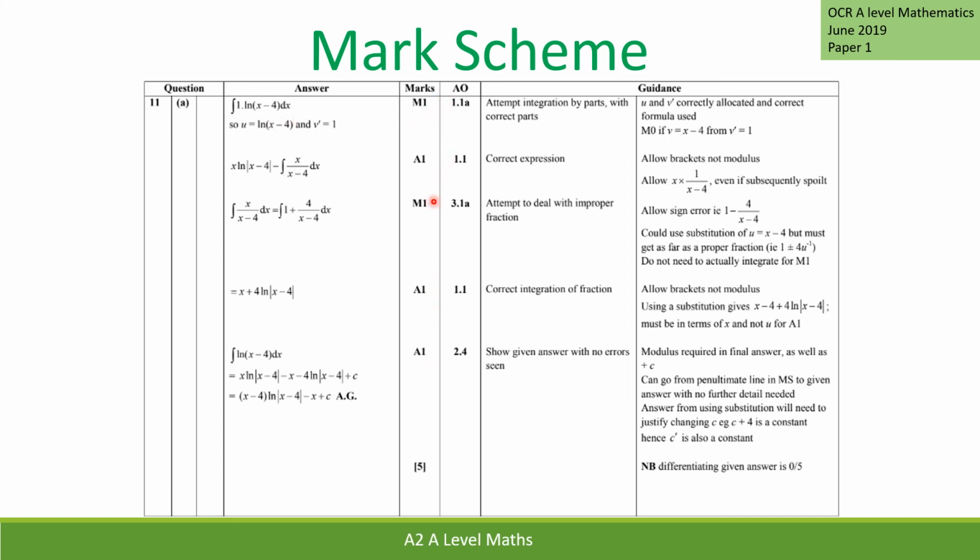M1s are method marks, A1s are answer marks, so you must be able to show your method as you're going along in order to be able to get the 5 marks for the question. So well done if you managed to try that and got that correct. Great work.